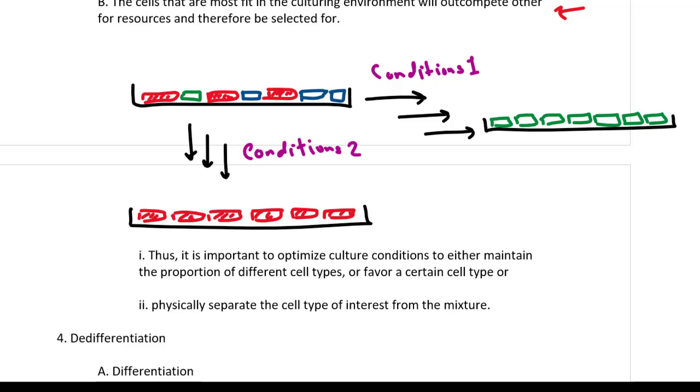That could be anything from the temperature that you keep the cells in, but typically it is not temperature, but what the solution that you're bathing the cells in contains. Thus, it is important to optimize the culturing conditions to either maintain the proportion of different cell types or favor a certain cell type, or the technology does exist to physically separate the cell types of interest from the mixture.